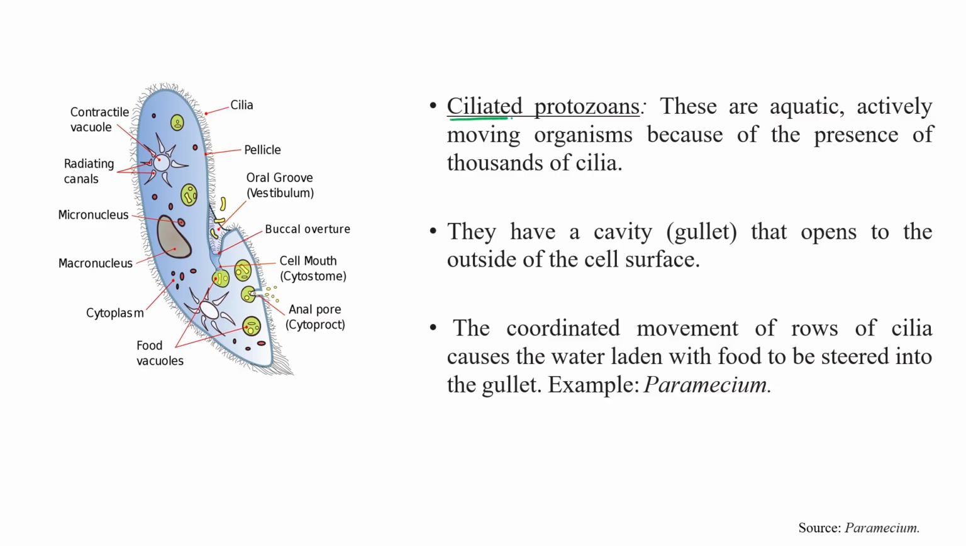Next is ciliated protozoa. You can easily understand which organism is there. Paramecium. Yes, this is known as Paramecium. So Paramecium comes under ciliated protozoa category. They are aquatic in nature. They are actively moving organisms because of the presence of thousands of cilia. You can see over here so many cilia are present on their outer surface. They have a cavity that opens to the outside of the cell surface. This is the cavity and this is the anal pore, cytoproct. The coordinated movement of rows of cilia causes water laden with food to be stirred into the gullet. Paramecium is a very famous example of ciliated protozoans.